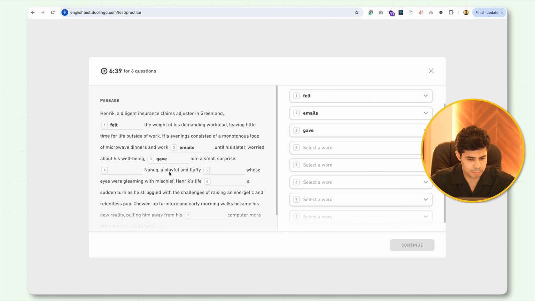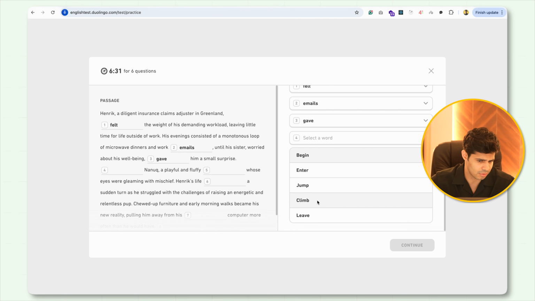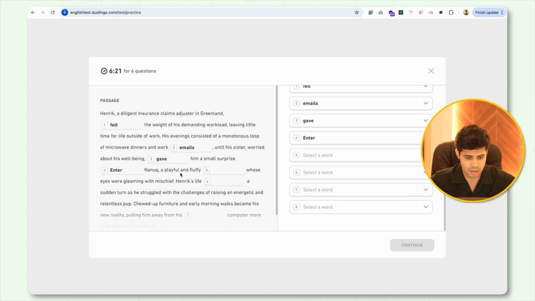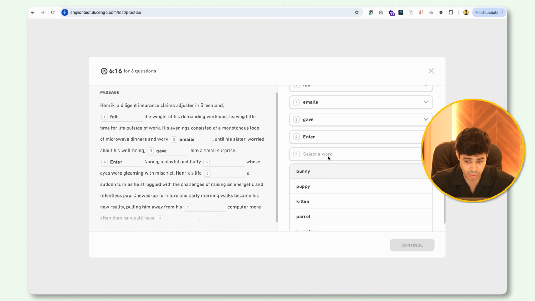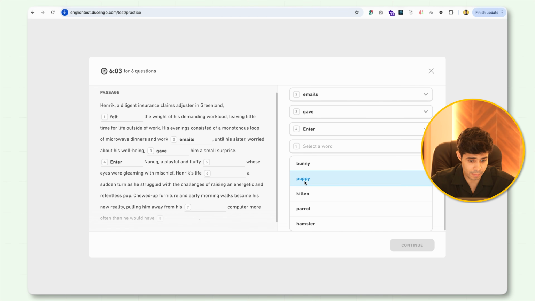Blank Nanak, a playful and fluffy blank whose eyes were gleaming with mischief. Okay, so begin Nanak, enter Nanak. Okay, enter makes sense a little bit actually. Jump Nanak, no. Climb Nanak, leave Nanak, enter Nanak. A playful and fluffy blank whose eyes were gleaming. Well, what is it? Well, I don't know what it is yet. Let's see. Henrik's life blank a sudden turn as he struggled with the challenges of raising an energetic and relentless pup. So now we know it's a pup, so puppy, right?